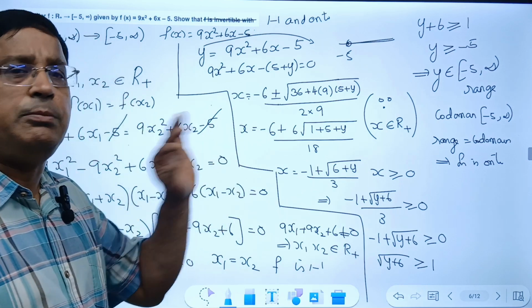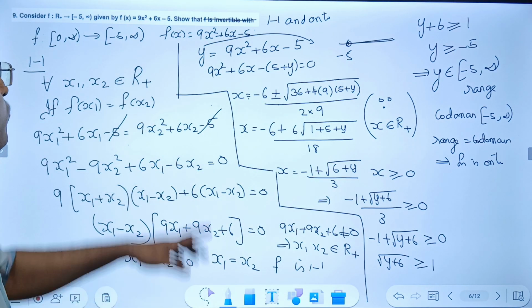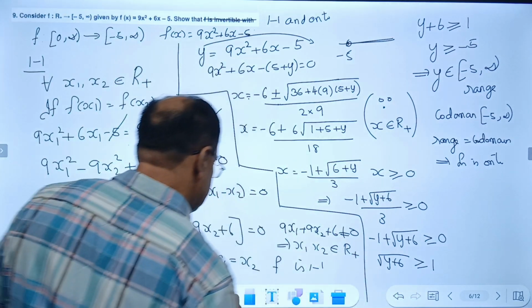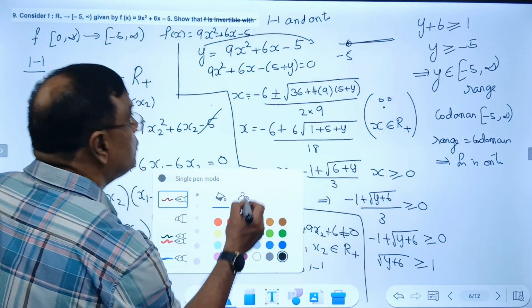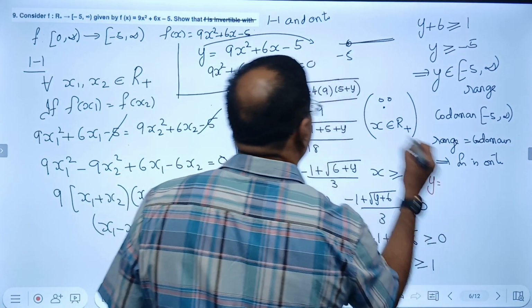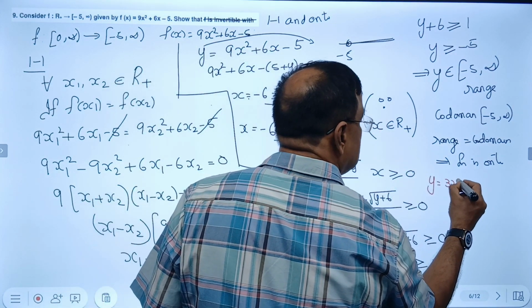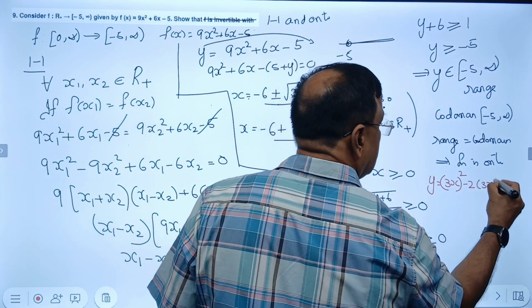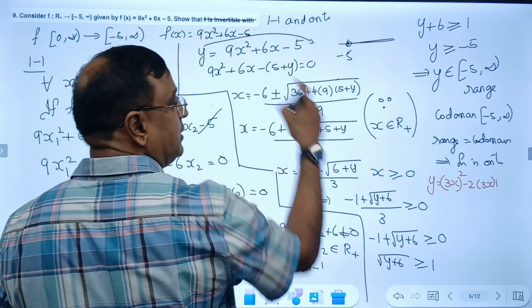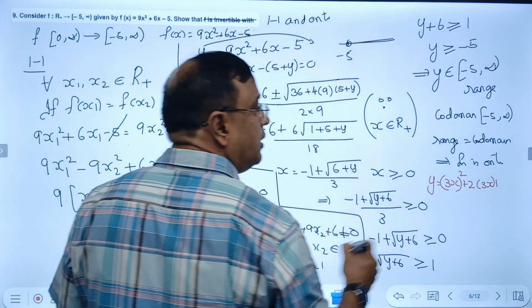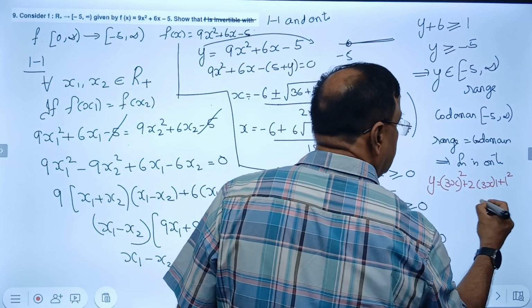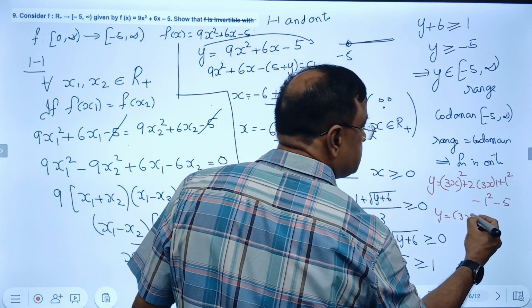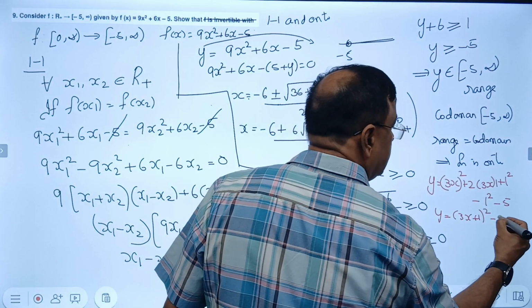Very, very important type of question. But if you don't want to do all this, you can also do it by completing the square. I'll just mention it there, so that in case someone wants to do it in a shorter way, you can do it. So can I say this is 3x the whole square minus 2 into 3x into 1? I'm writing 6x as 2 into 3x. Plus 1 square minus 1 square minus 5. So automatically this becomes 3x plus 1 the whole square minus 6.